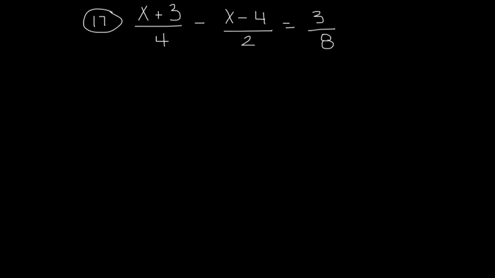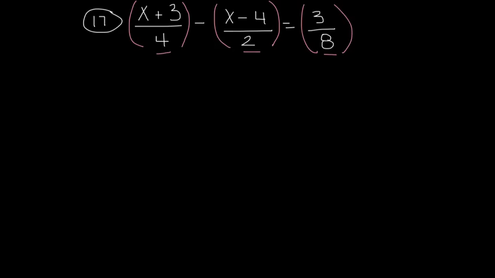Same type of problem this time. We have 3 fractions, which means we have 3 big terms in the equation. Every one of them is a fraction. We would absolutely love to get rid of the fractions. So to do that, I need to multiply everything by a common multiple of 4, 2, and 8.